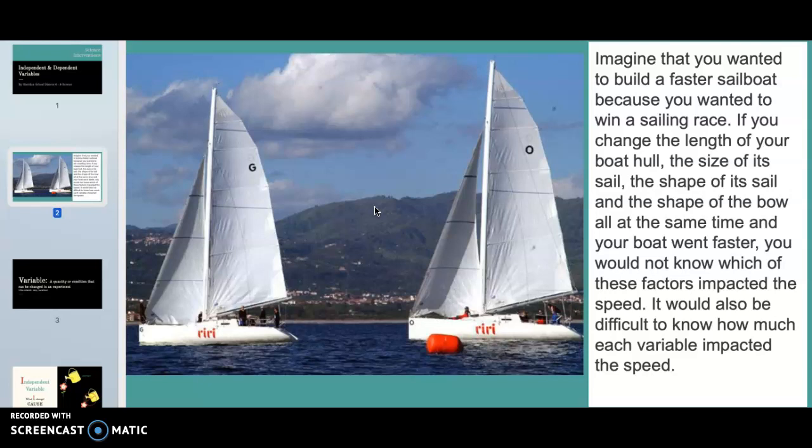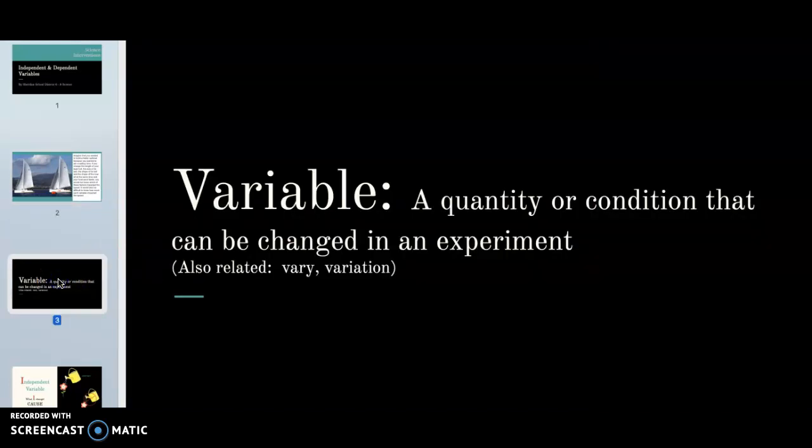Well, of course not. Was it changing the boat hull or the size of the sail? Or maybe even the shape of the sail? Who knows? The only way to know what really caused the change is to identify your independent variable, which is the change you make, and then measure the dependent variable, which is the outcome. So let's look at first what a variable is. By definition, a variable is a quantity or a condition that can be changed in an experiment. The word variable is closely related to vary or variation.